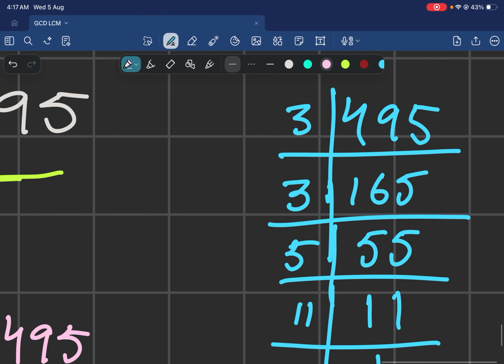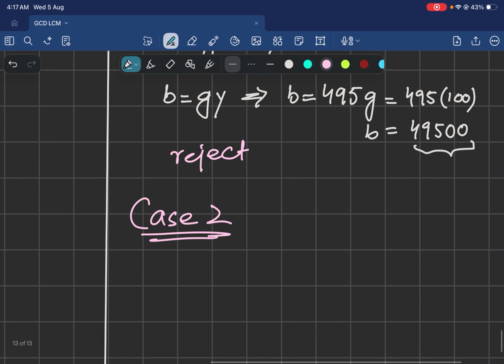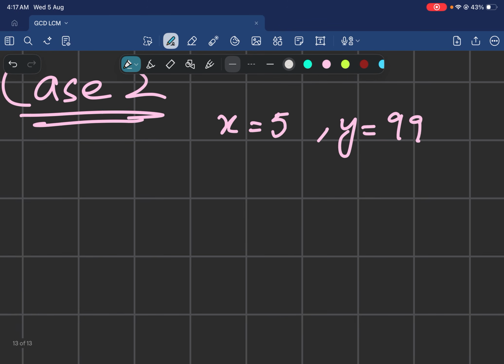So the key is you will prime factorize. From this factorization, you will use only two factors that make up 495, and they must be co-prime. Whatever you choose, they must be co-prime. So if I choose 5, then I'll have to choose 99, because these will be co-prime and their product equals 495. So if I choose x equal to 5 and y equal to 99, right?